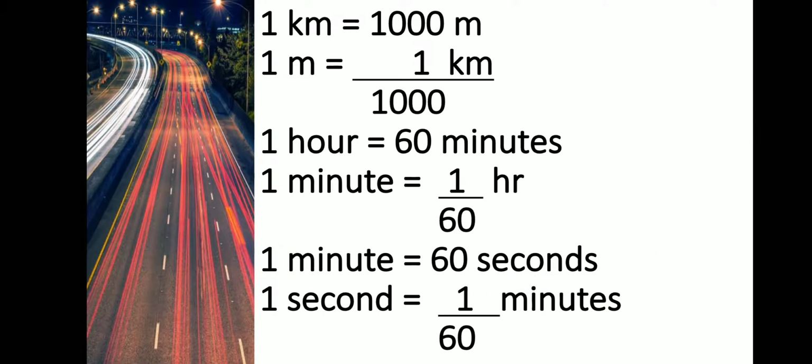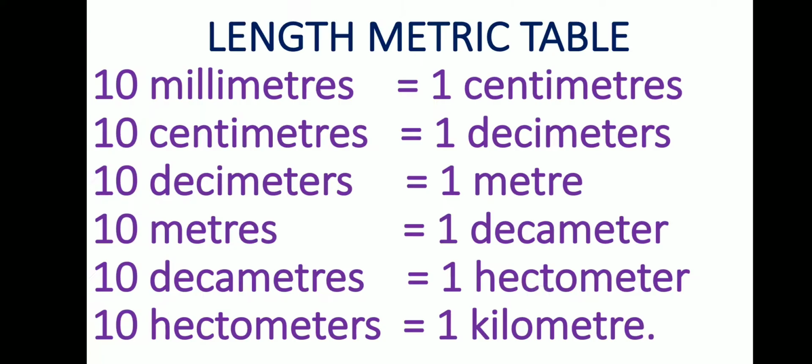1 kilometer is equal to 1000 meter. 1 meter is equal to 1 by 1000 kilometer. 1 hour is equal to 60 minutes. 1 minute is equal to 1 by 60 hour. 1 minute is equal to 60 seconds. 1 second is equal to 1 by 60 minutes.